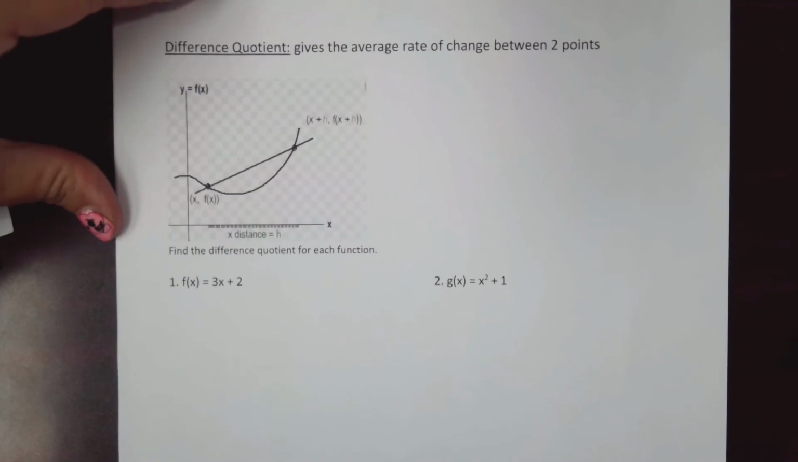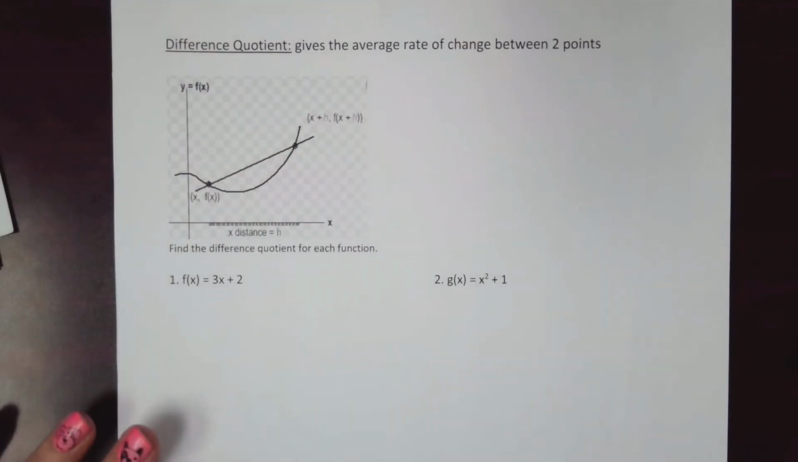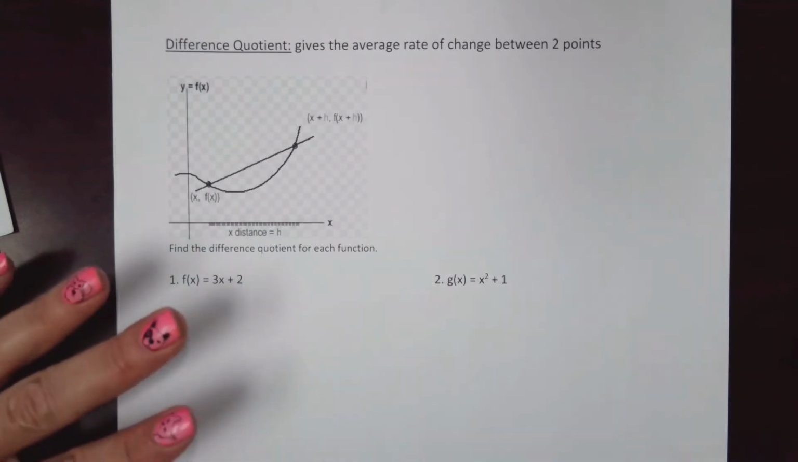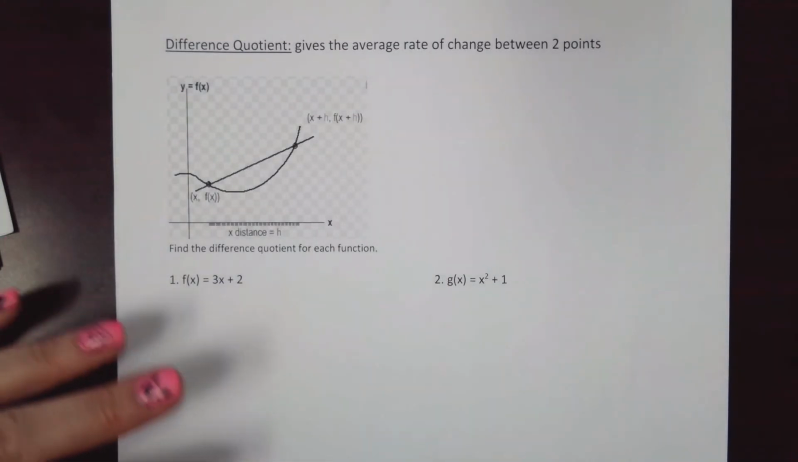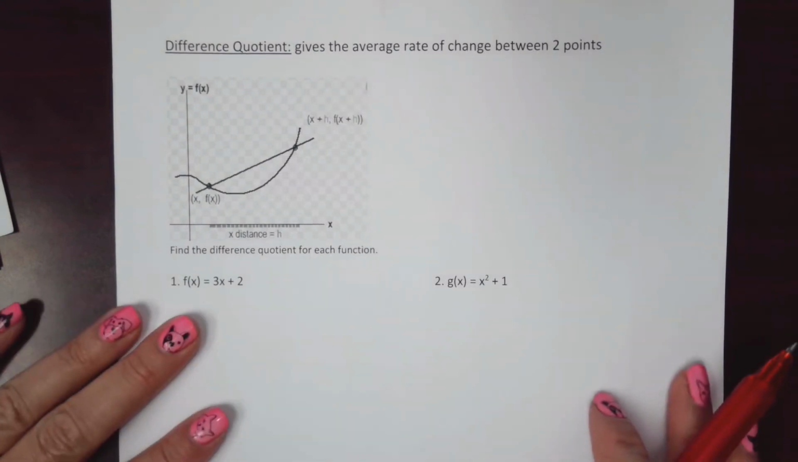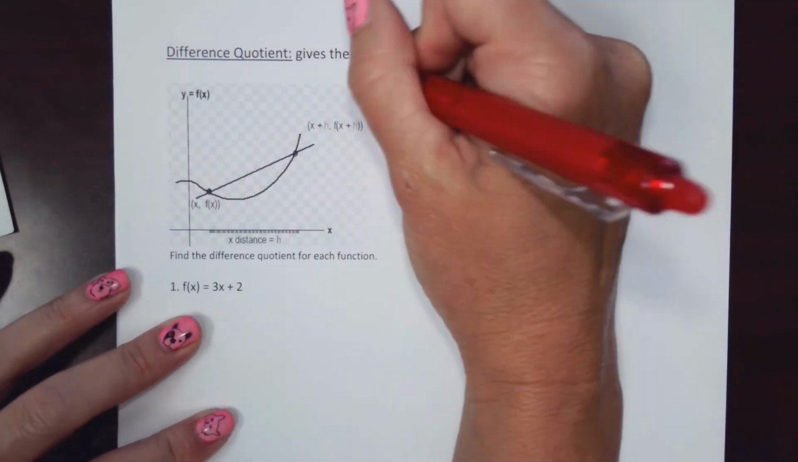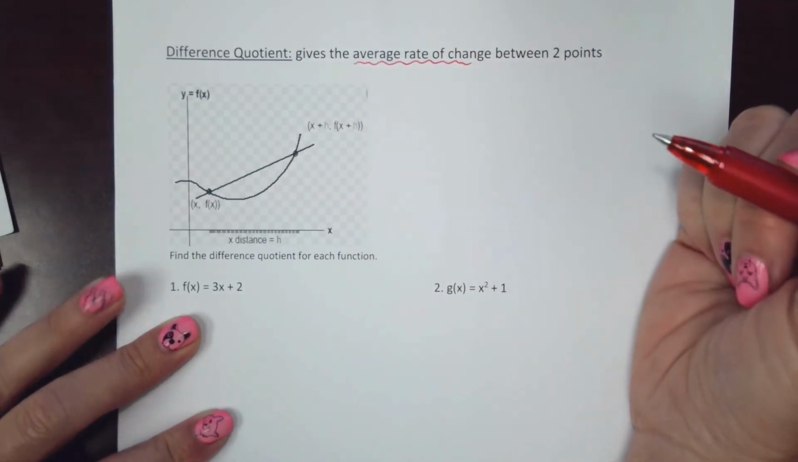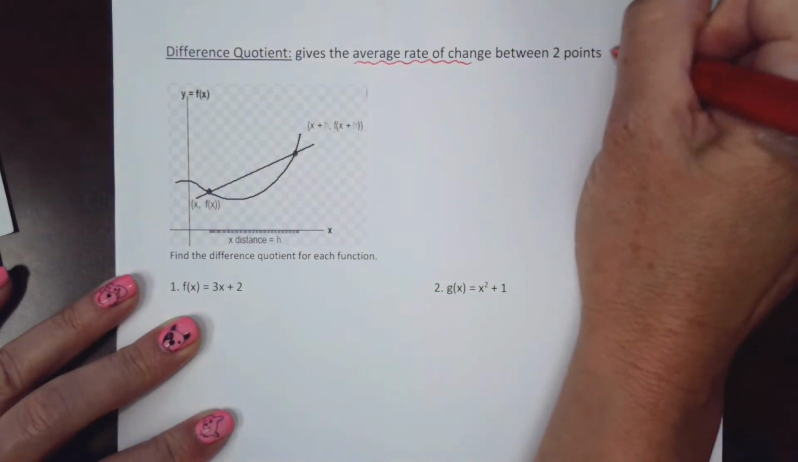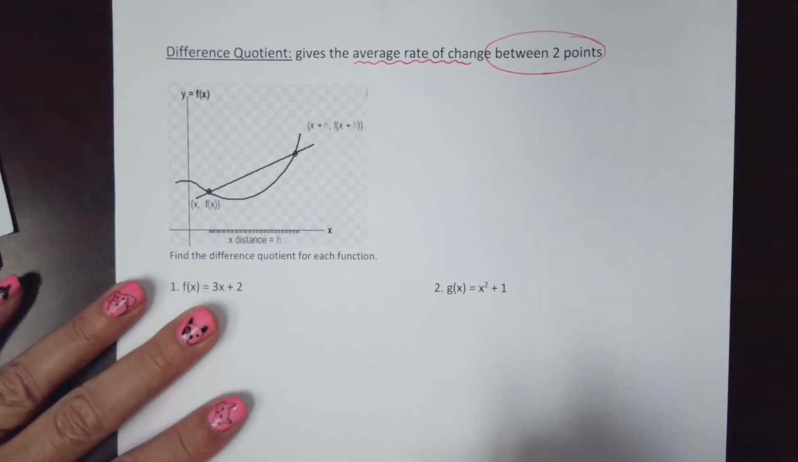Difference quotient. Now, when we talked about linear functions, we talked about slope, that rate of change. If you have a straight line, you have a consistent slope that is true for the entire function. But if you don't have a straight line, then we can still talk about an average rate of change, but it's not for the entire function. It's just between two given points.